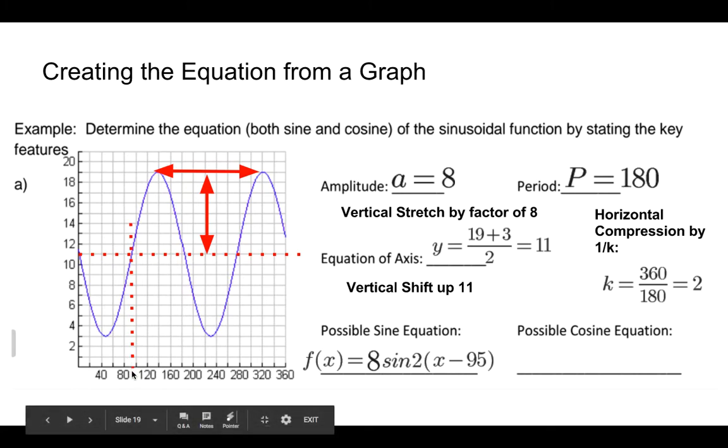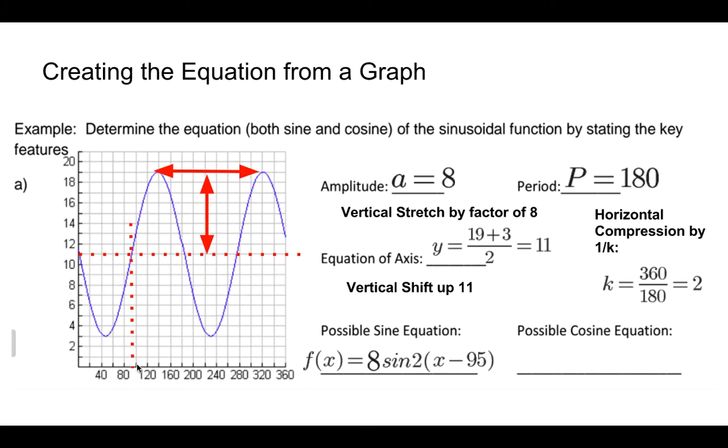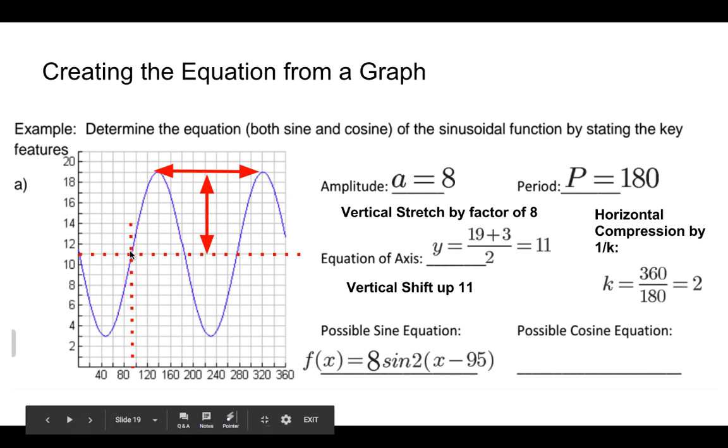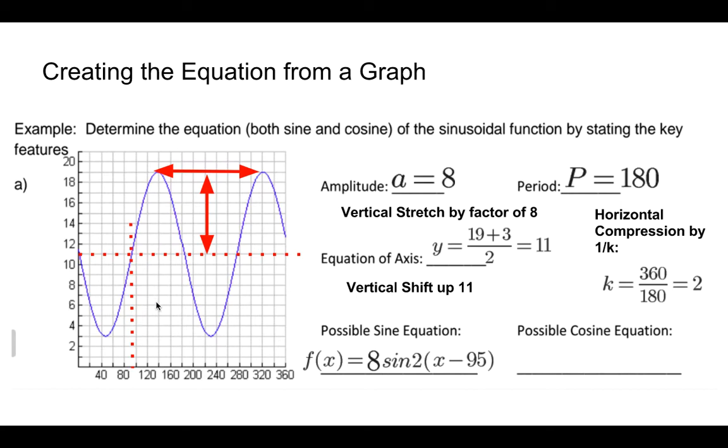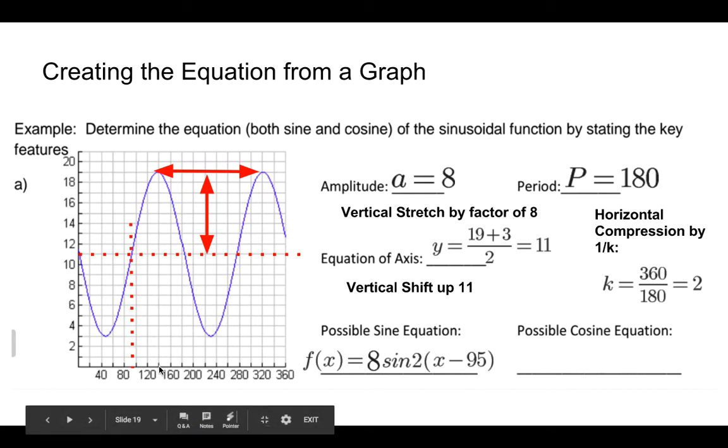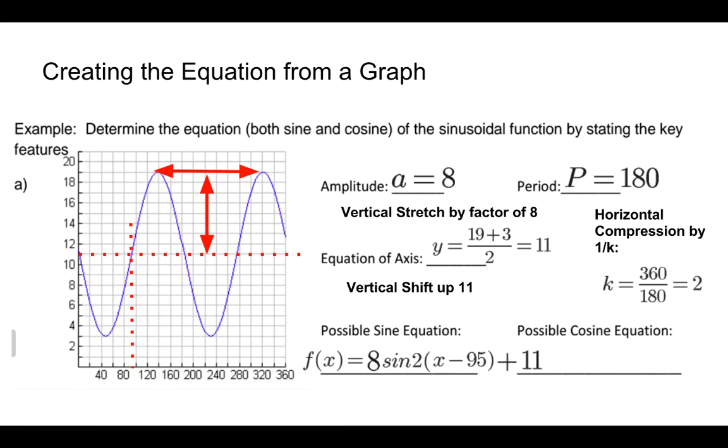This point here, you can kind of estimate it, but not that well. That's actually not quite 100. It's actually right 95. And you have enough information to say that, because if that's 95, then 45 later will be 140, which you can clearly see that the max is 140. Then we have to have a vertical shift up 11 as well.